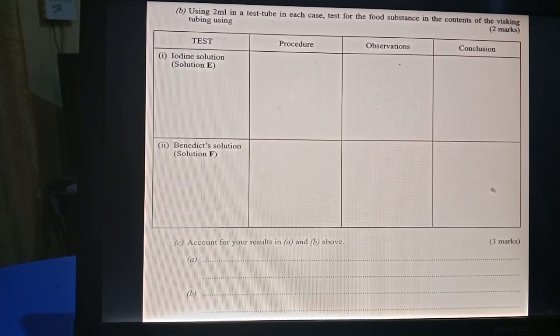B, using 2 ml in a test tube in each case, test for the food substance in the contents of the Visking tubing using, you get 2 marks, iodine solution, Benedict's solution, E and F. Notice in these tables, we are not having food substance, we are having test. So this is different from the other.